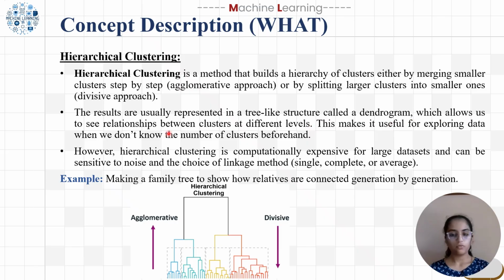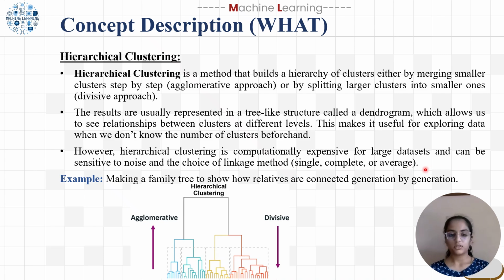After that, the results are usually represented in a tree-like structure called a dendrogram, which allows us to see the relationship between clusters at different levels. This makes it useful for exploring data when we don't know the number of clusters beforehand. However, hierarchical clustering is computationally expensive for large datasets and can be sensitive to noise and the choice of linkage method: single, complete, or average.